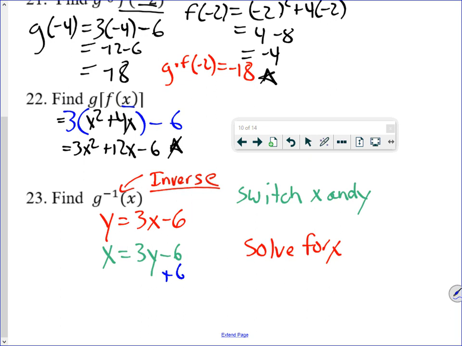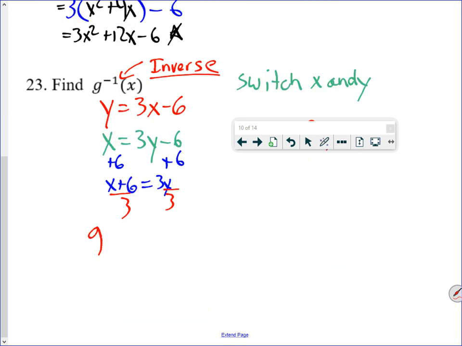So we would add 6 to both sides, and I'd get x plus 6 equals 3y. And now we just divide both sides by 3. And so I would say that the inverse of x is x plus 6 over 3. Remember, the inverse function is the function that takes you there and then brings you back. The inverse should undo the original function.